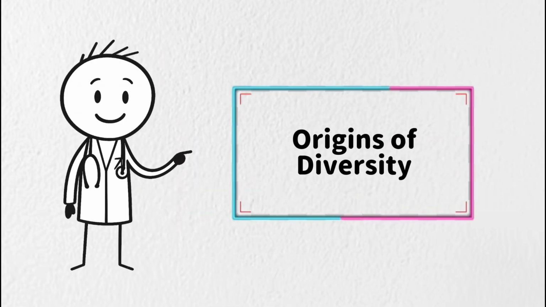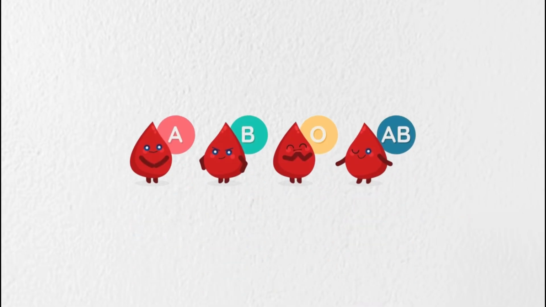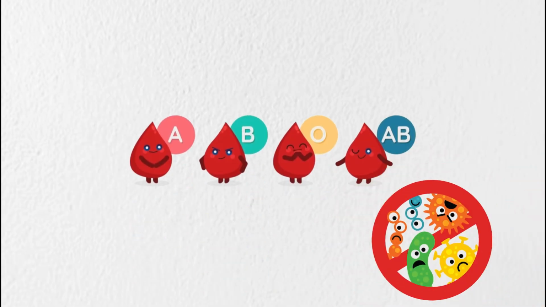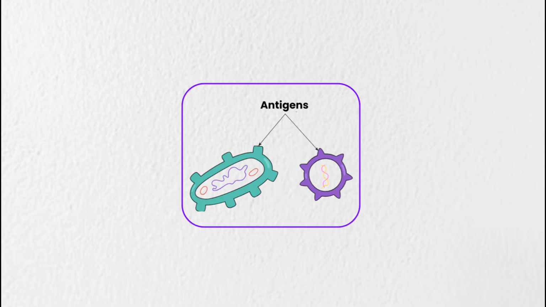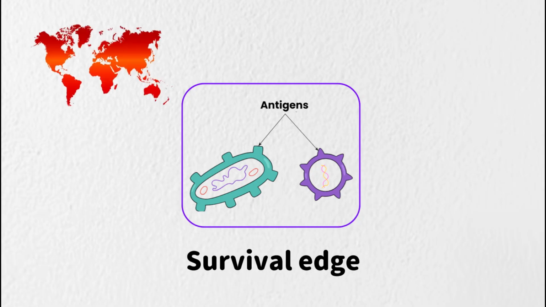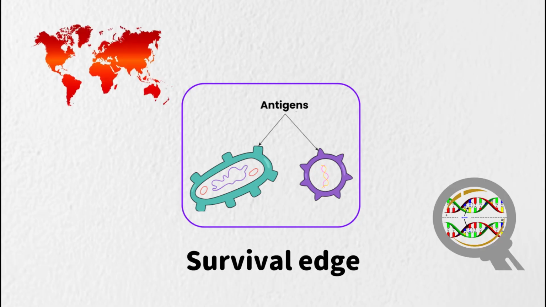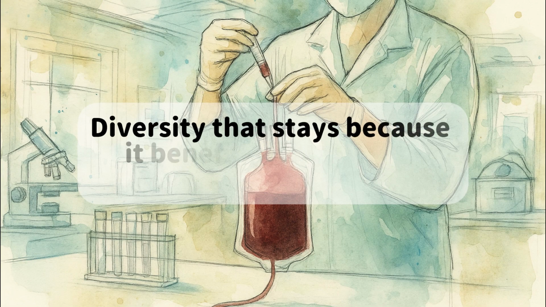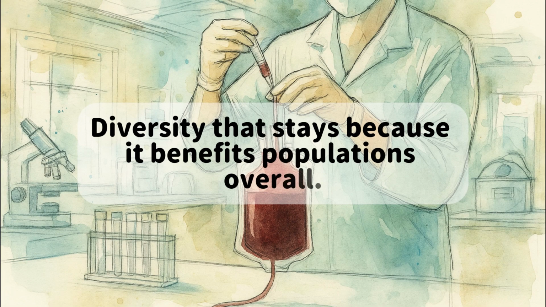Origins of diversity. ABO variation arose through infection-driven evolution. Each antigen combination offered a survival edge in certain regions. It's an example of balanced polymorphism, diversity that stays because it benefits populations overall.